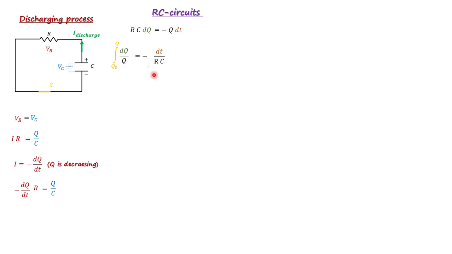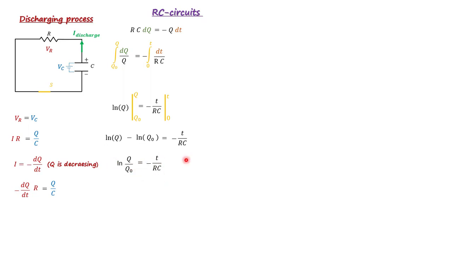Then on the right side we have the integral from 0 to t, because at time t equal to 0, the charge on the capacitor is Q0, the maximum charge actually. So the integral of this equation is ln Q from Q0 to Q, and I have minus t over RC again from 0 to t. Then we get ln Q minus ln Q0 and minus t over RC on the other side. So again, this is ln A minus ln B. We can express these as ln Q over Q0 and minus t over RC.